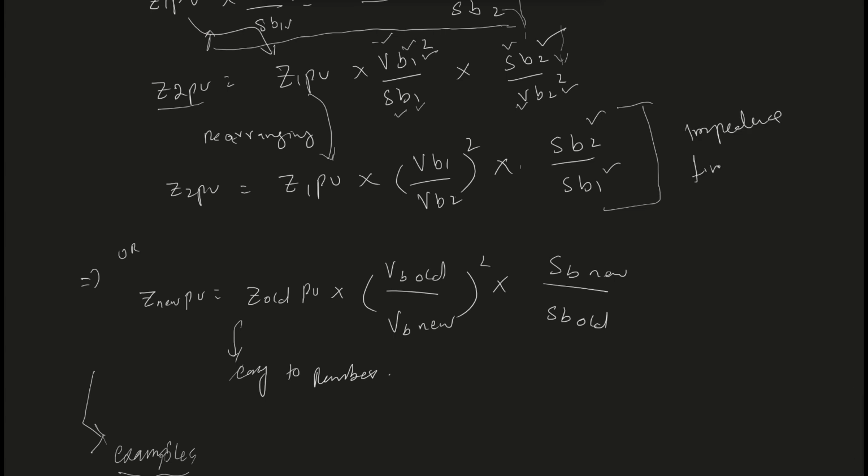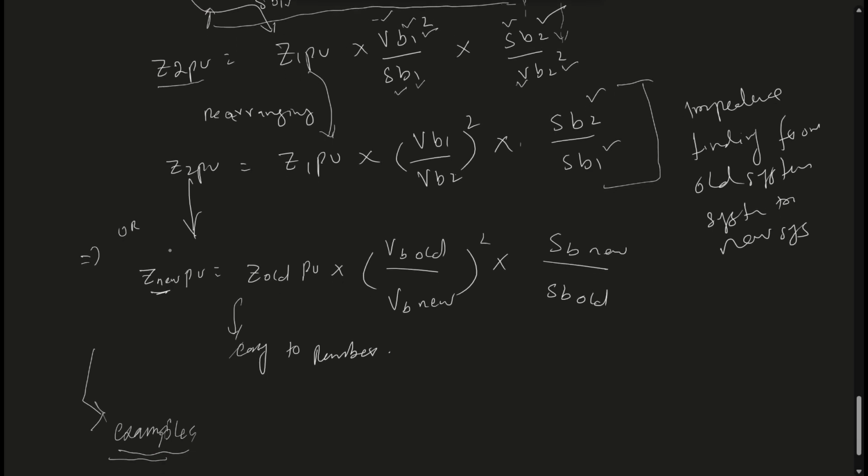Finding from old system to new system. So I can refer to Z2 per unit as Z new per unit, meaning this is the new per unit value, and Z1 as Z old per unit.